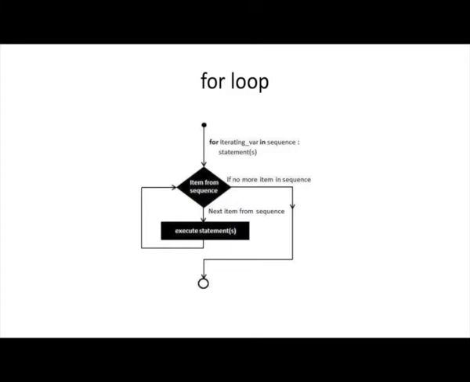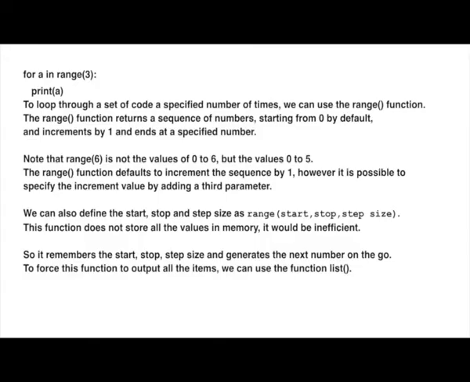Here you see that we have a condition which is an item fetched from the sequence, and if there are no more items in the sequence, we exit the loop. If there are items in the sequence, then we continue with the loop, executing the set of statements in the loop. Now, we want to display 1 and 2.